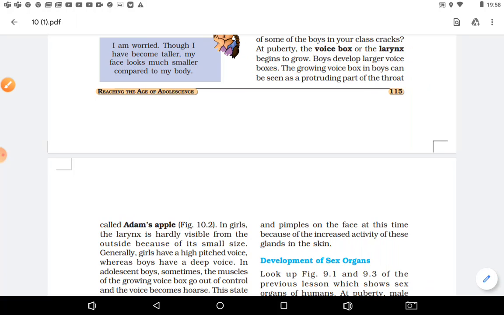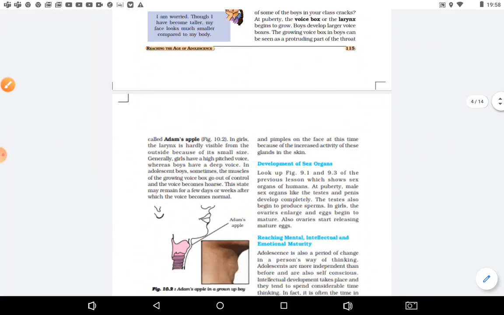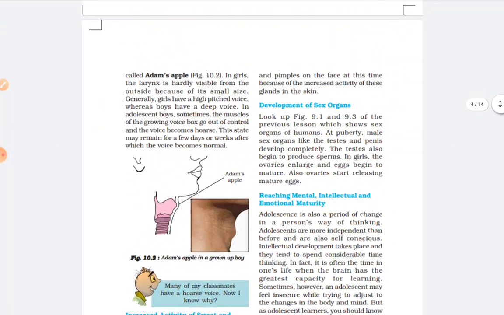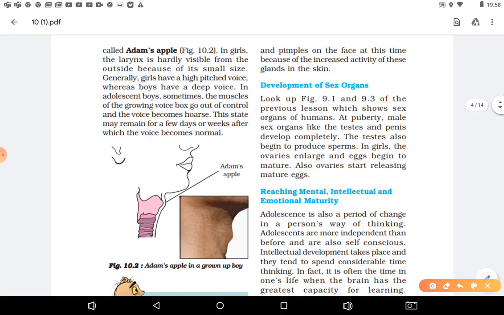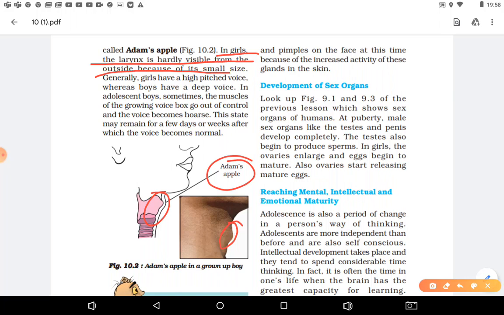You can see in the book, even the figure 10.2, they have explained here. You can see this portion, that is known as the Adam's apple. ये इस तरह से दिखाई देता है. ठीक है, but in girls it is hardly visible from the outside because of its small size. So that's why generally girls have a high pitched voice, whereas boys have a very deep voice.